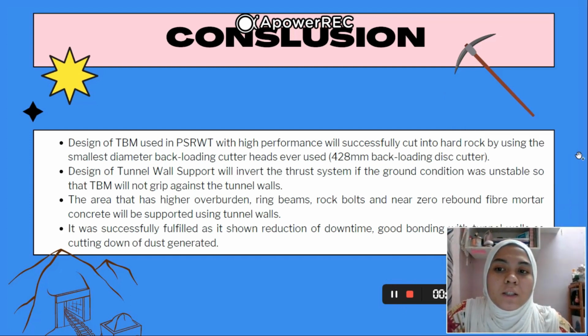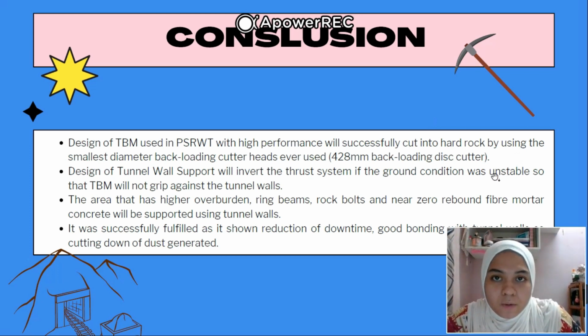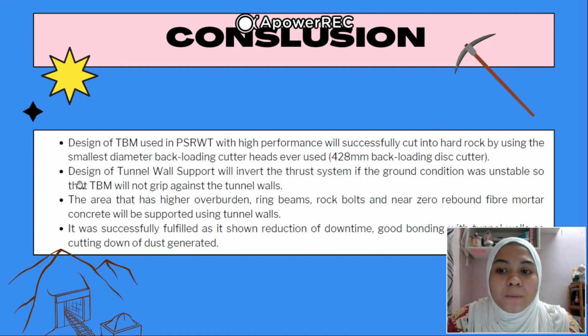As for conclusion, first, the design, which is the tunnel boring machine used in the Pahang Selangor raw water transfer project, has high performance, so it will ensure that the machine successfully cuts into the hard rock, even though using the smallest diameter backloading cutter heads ever used, as presented in the discussion. And for the tunnel wall support design, it will invert the truss system if the ground condition is unstable, so that the tunnel boring machine will not grip against the tunnel wall.